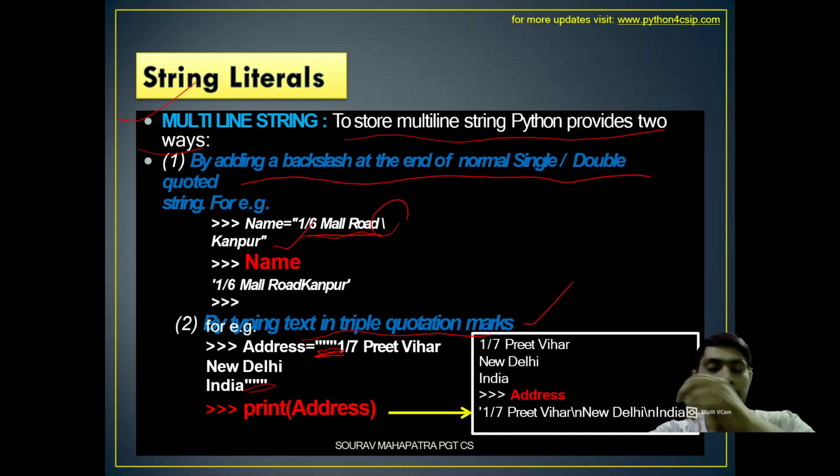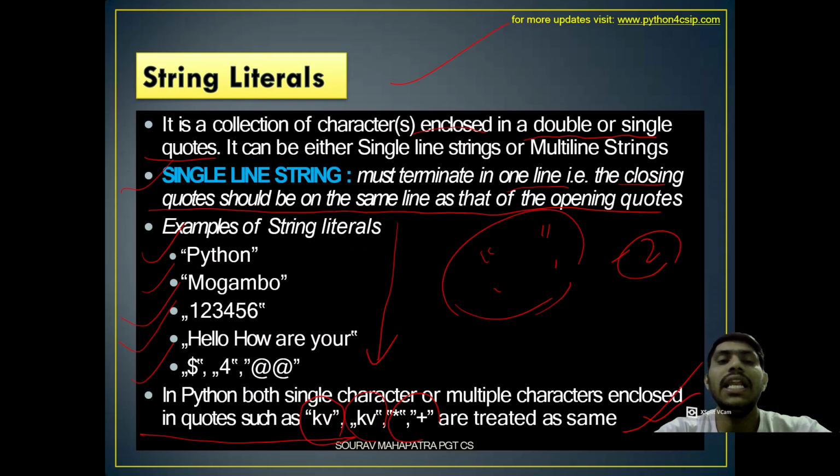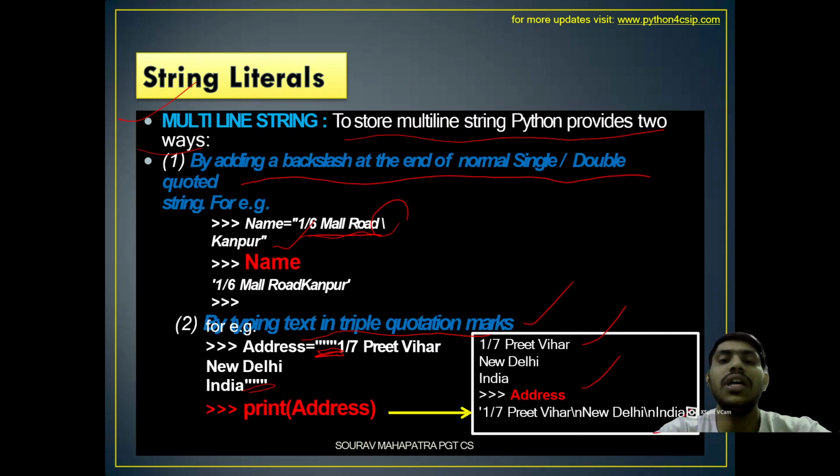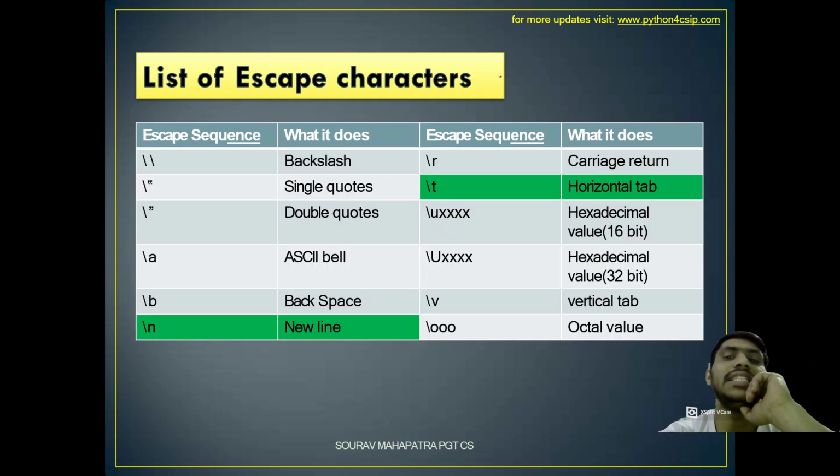You can see three double quotes here, triple quote, and you will see the answer here. So this is the difference between a single-line and a multi-line string. It will be written in multiple lines or in a single line, but the output should be the same. Then the list of escape characters.